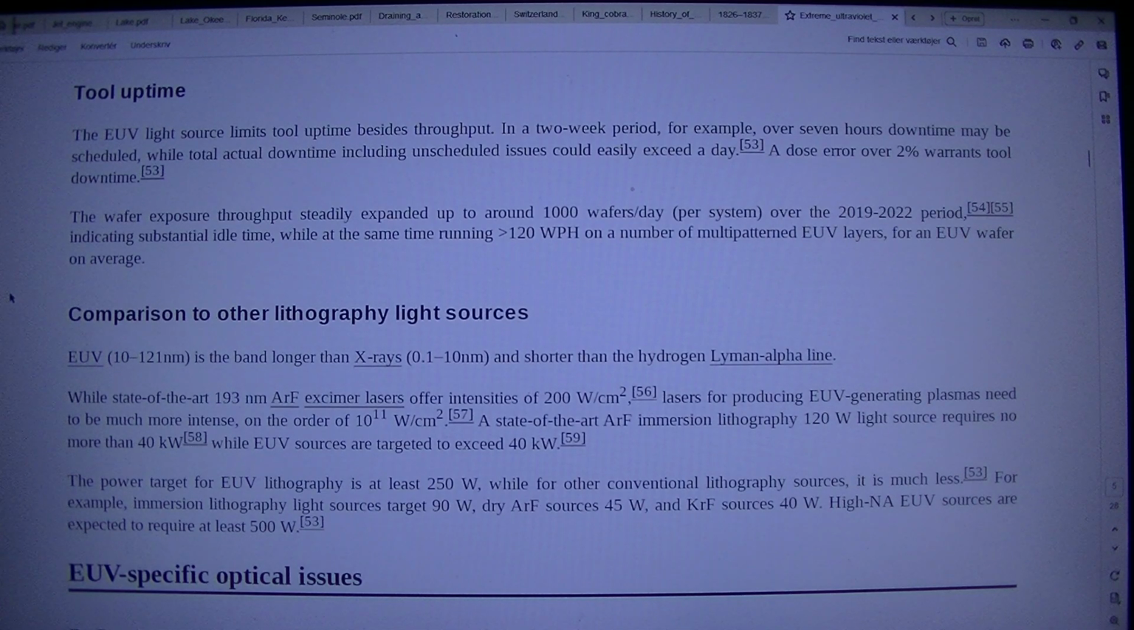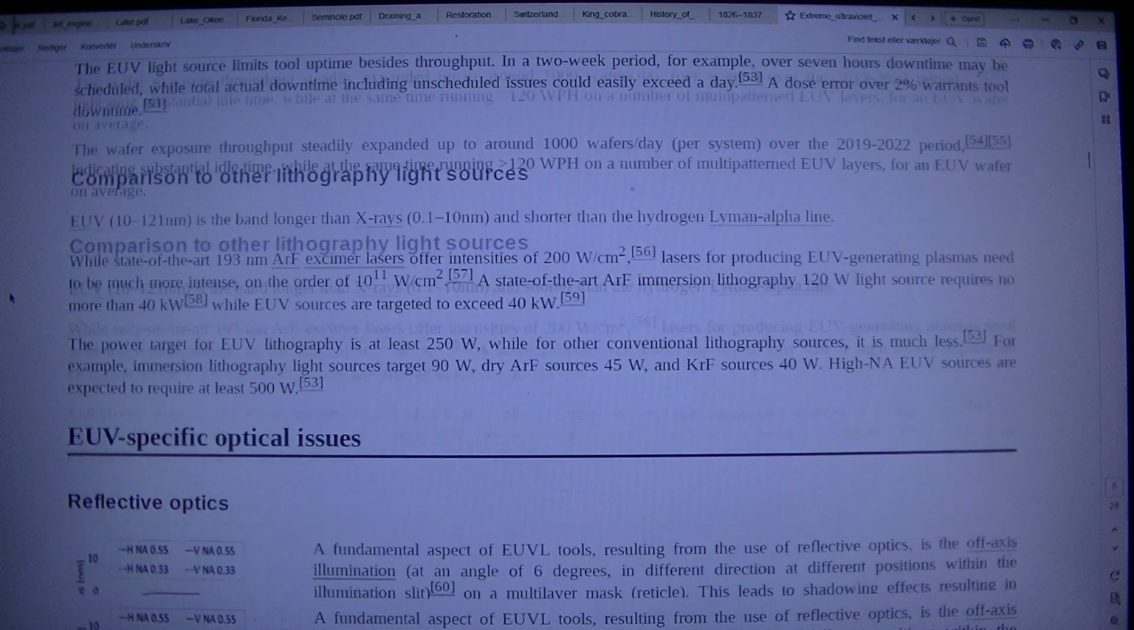Comparison to other lithography light sources. EUV, 10 to 121 nm, is the band longer than X-rays, 0.1 to 10 nm, and shorter than the hydrogen Lyman alpha line. While state-of-the-art 193 nm ArF excimer lasers offer intensities of 200 W/cm2.